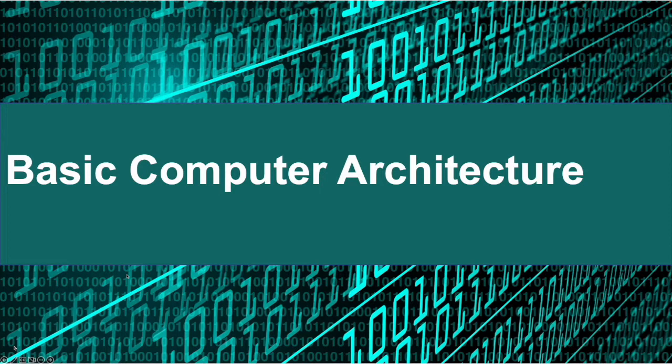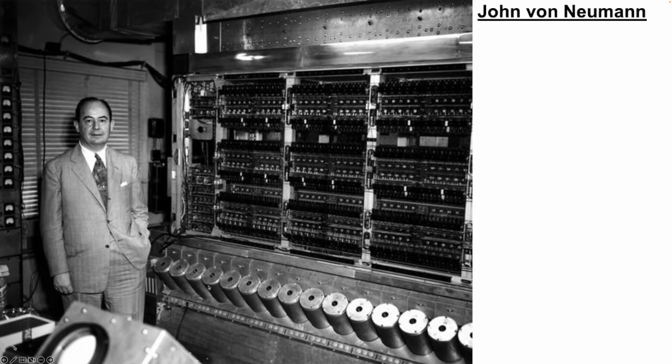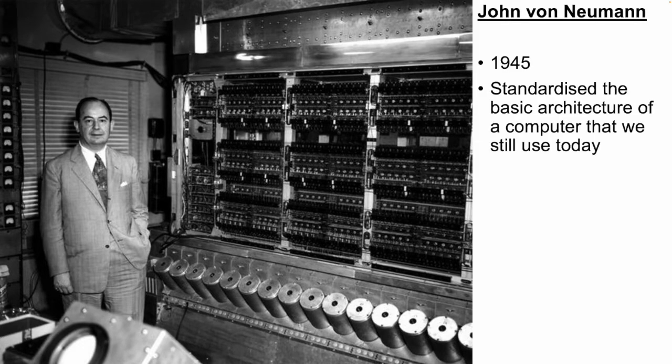So we're going to take a look at basic computer architecture first of all. So we have to go back into history a little bit and learn about this man. This is John von Neumann, a Hungarian-American mathematician and computer scientist. In 1945, he did something really important, and he basically standardized the basic architecture of a computer. And what he did is basically still used today with very little modification.